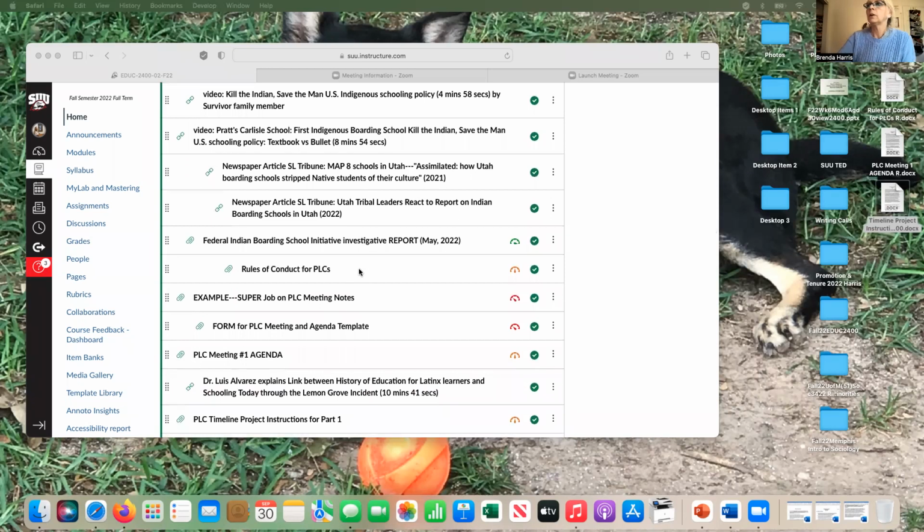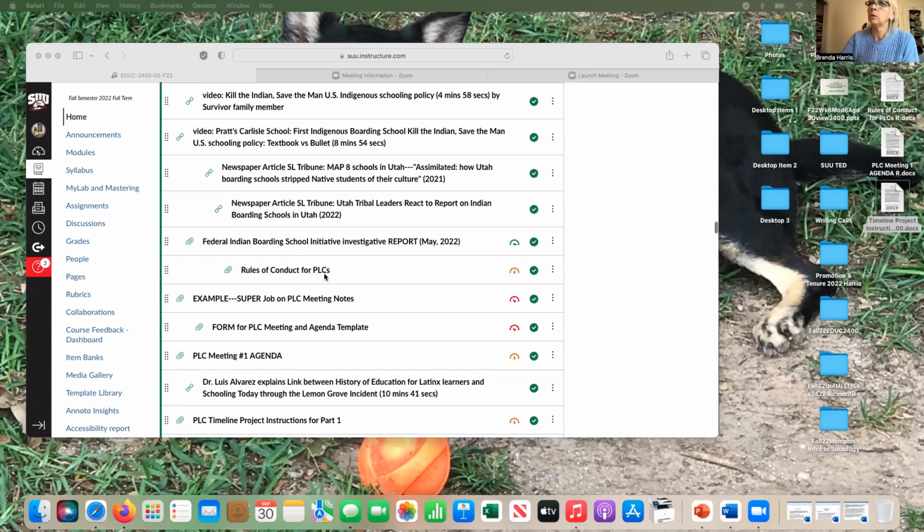But all of you are going to be doing your first PLC meeting with your groups. So the first thing that you want to do before you actually meet is go over the rules of conduct for PLCs. I'm just going to show you what the documents are and then talk a little bit more about them. So we have the rules of conduct for PLCs. Of course, that's going to be big about professionalism.